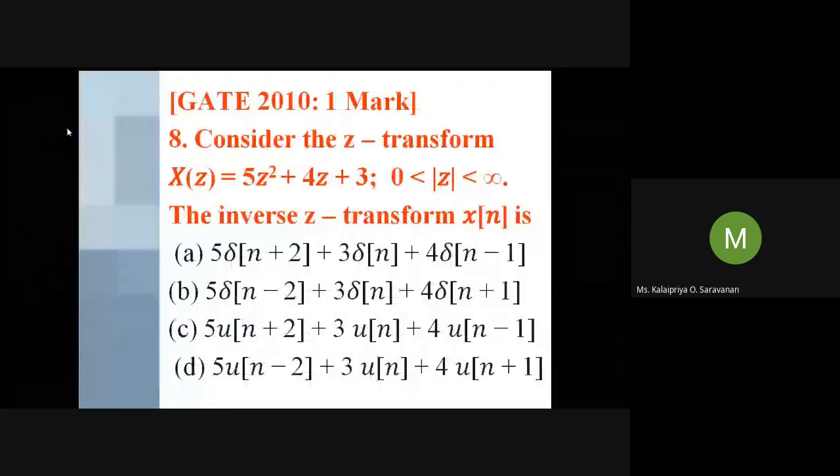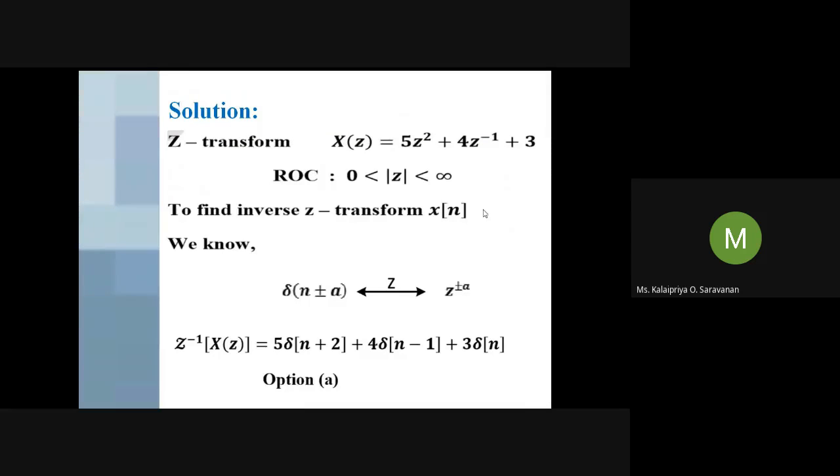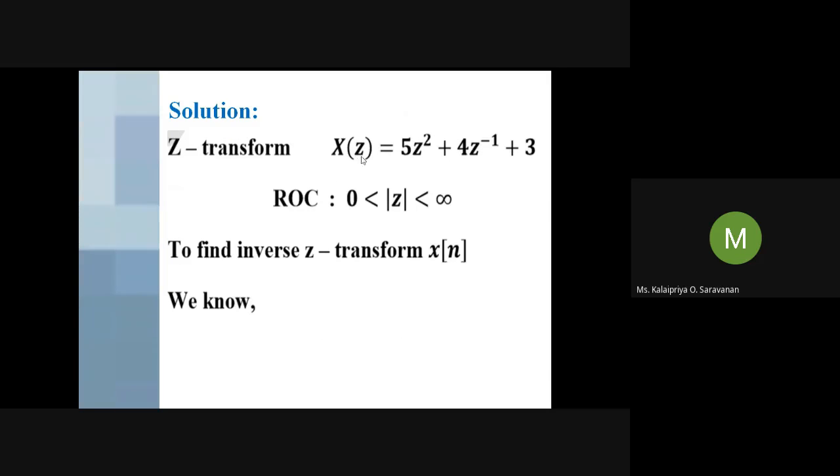So consider the Z transform X of z is equal to 5z square plus 4z plus 3, where z lies between 0 to infinity. The Z transform of x of n is, you'll have to simply calculate the Z transform of this. So this we already know what it is. Z transform is given, you will have to find out inverse Z transform. So we are not going to do any big things. What we will do is we will just compare it with the given formula. You remember this one? See, if you can actually see here, X of z is equal to 5z square plus 4z inverse plus 3. Inverse Z transform we will have to take.